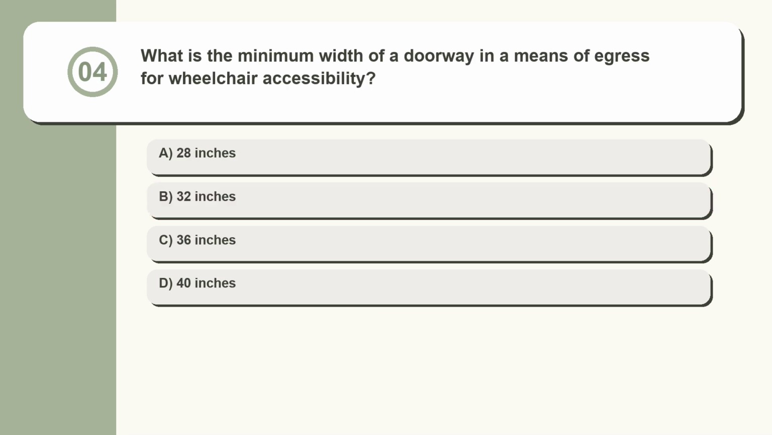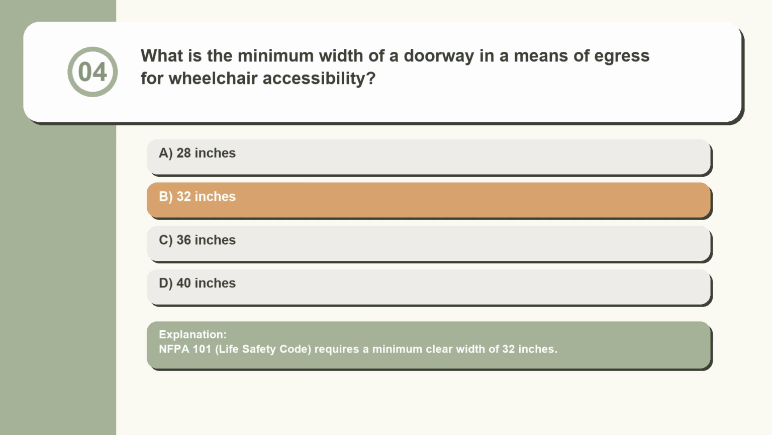Question 4. What is the minimum width of a doorway in a means of egress for wheelchair accessibility? 28 inches, 32 inches, 36 inches, 40 inches. NFPA 101, Life Safety Code, requires a minimum clear width of 32 inches.